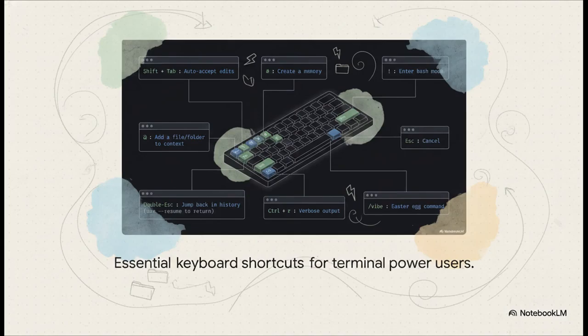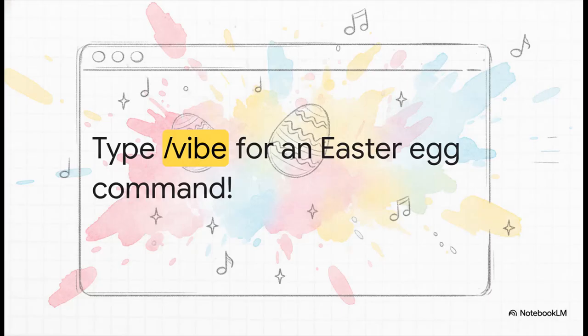Of course, when the AI moves that fast, you need to navigate quickly too. And mastering the keyboard shortcuts becomes second nature. Hitting Shift plus Tab to auto-accept edits, or just typing an exclamation point to instantly drop into bash mode, that keeps your hands on the keyboard and keeps you totally locked in that flow state. Oh, and you can also use the @ symbol to instantly pull a specific file or folder right into Claude's context.